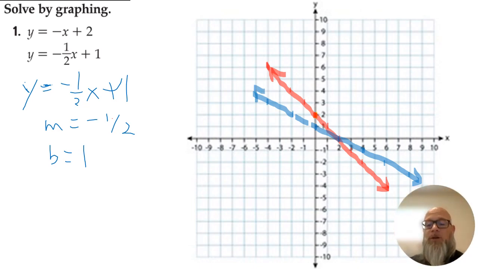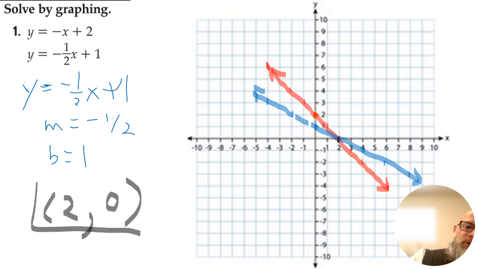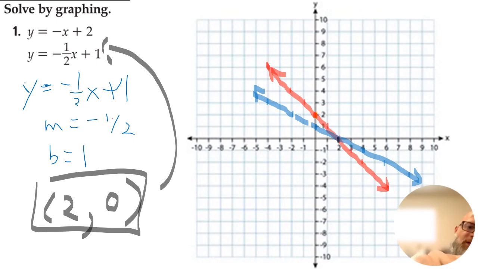Here's the thing. We have the two lines, two graphs. The lines are graphs, right? And they intersect where? They intersect at a particular point. What point is that? This point right here, which is the ordered pair 2, 0. It's the ordered pair 2, 0. So we could say 2, 0 is the solution to this system of equations. Why? Because it is the intersection point of the two graphs, the two lines.